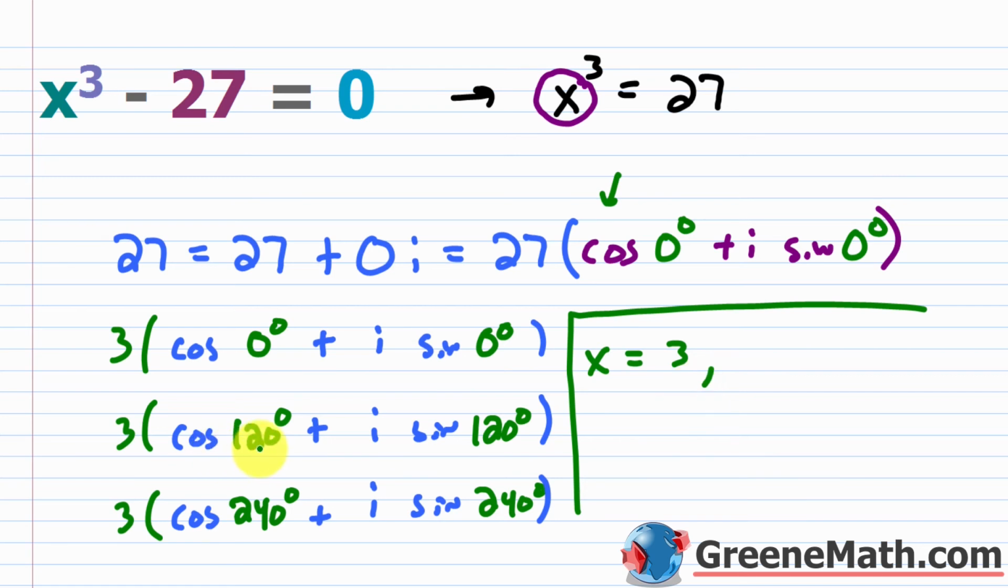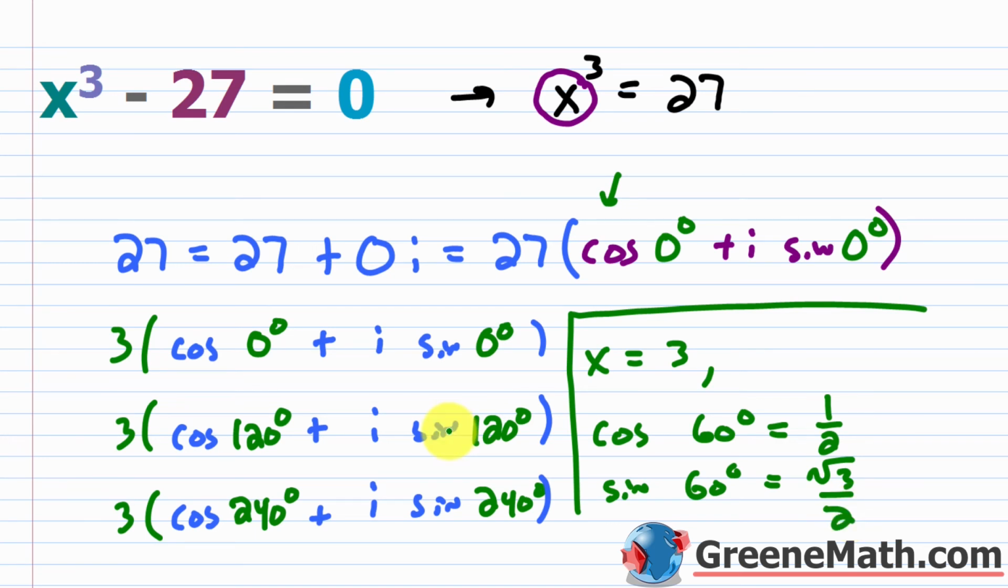For this one, the cosine of 120 degrees and the sine of 120 degrees, let's think about this. There's a 60-degree reference angle here, here, here, and here, right? 120 degrees, 240 degrees, you have a 60-degree reference angle. So the cosine of 60 degrees is going to be 1/2, and the sine of 60 degrees is square root of 3 over 2, okay? So it's just a matter of getting the signs right.